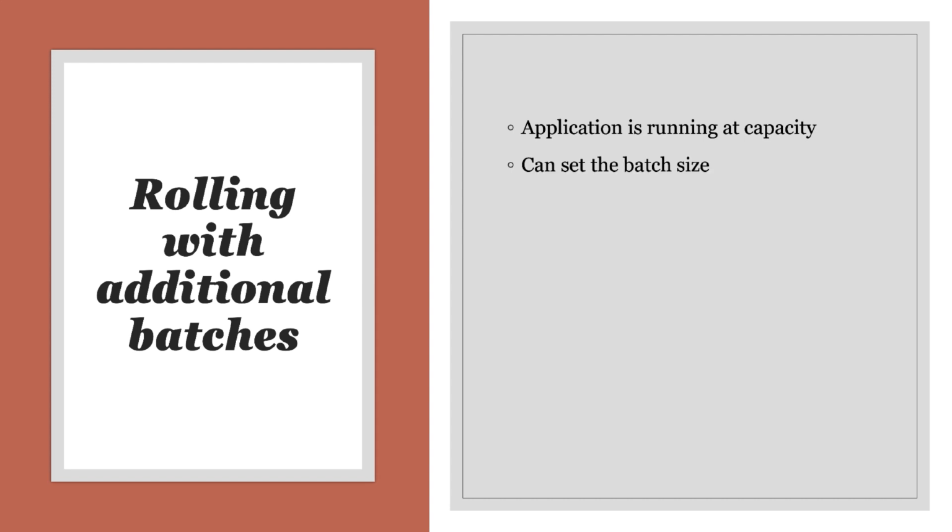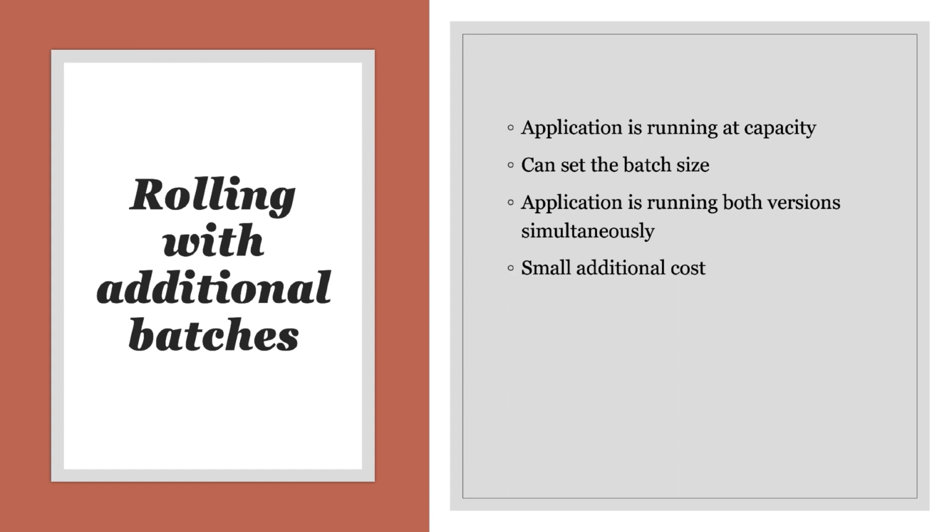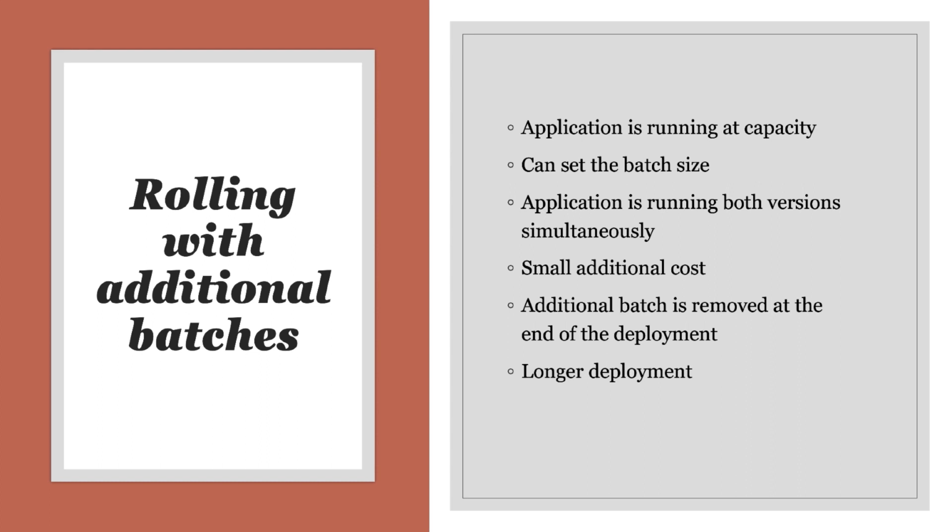You can set the batch size. The application will be running both the versions simultaneously. There's a small additional cost because you'll be initiating new batches at the initial stages. The additional batch is removed at the end of the deployment because you don't need that after all your instances are being upgraded. And this leads to longer deployment. It's good for the production environment. So that's all about the rolling with additional batches.